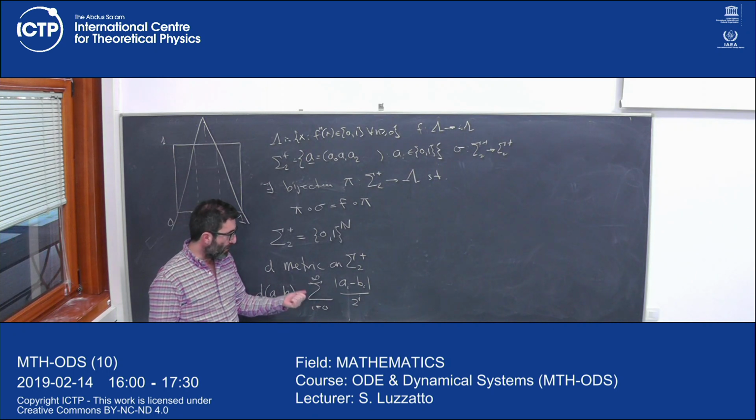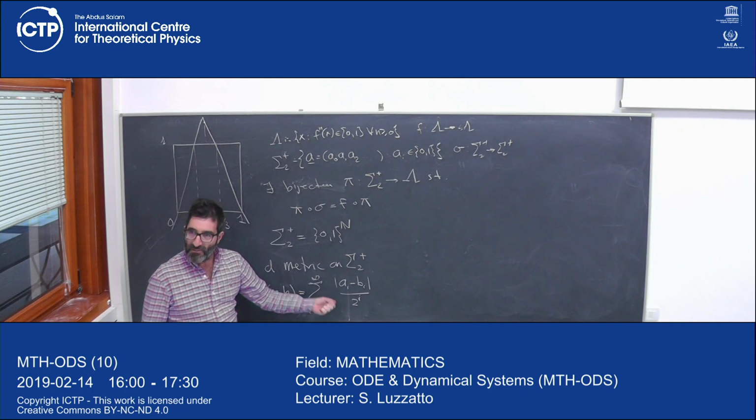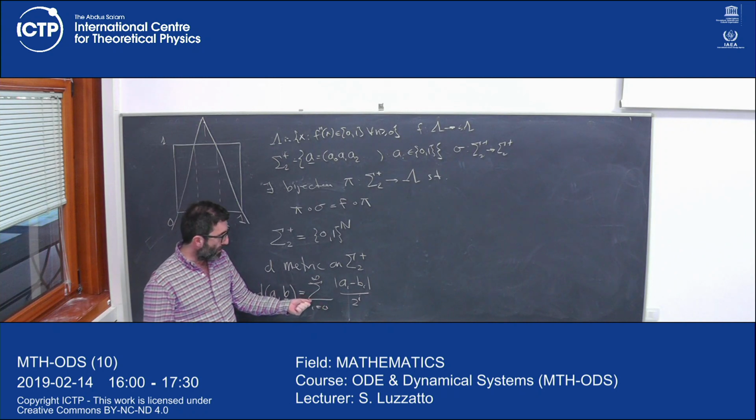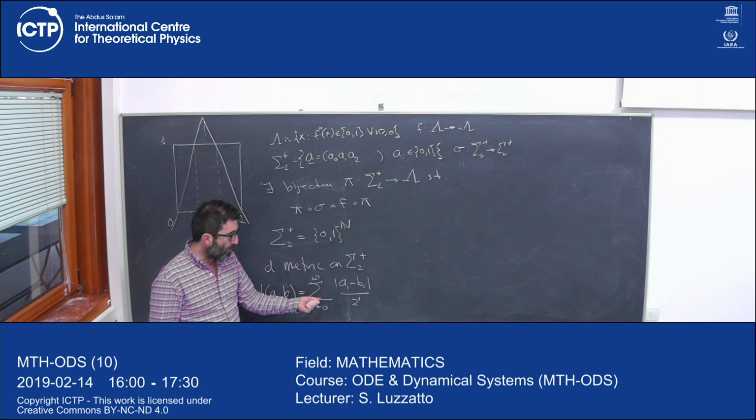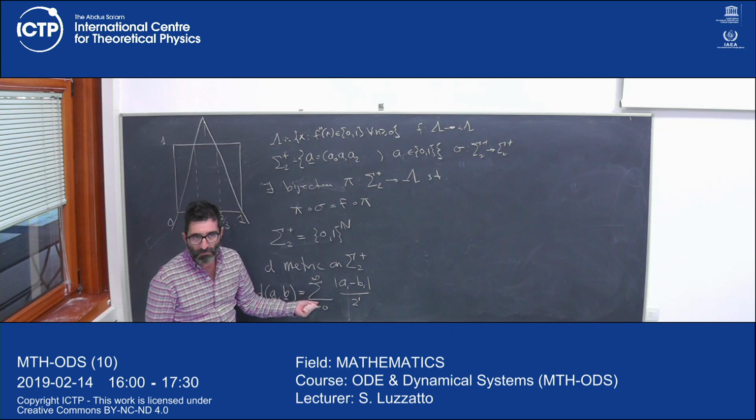I will not go through it, but you can check that it's a metric; it's an exercise. You can verify that it's a metric. And the most important thing is to realize what it means for two sequences to be close in this metric. When are two sequences close?